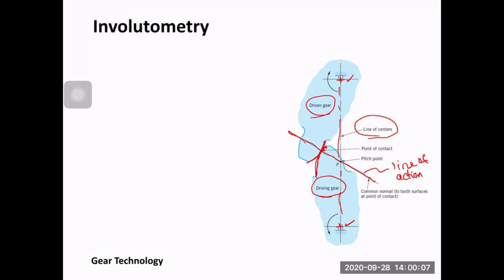So what happens is that the force is transferred between the two teeth along this line of action. The intersection between this line and the line of centers is a point called P, the pitch point. It is fixed. It is always in the same location. But at this point here, where the two teeth come together and touch each other, it's the point of contact, okay?